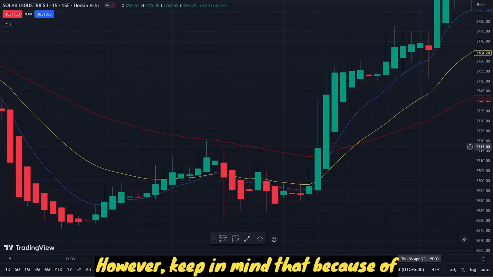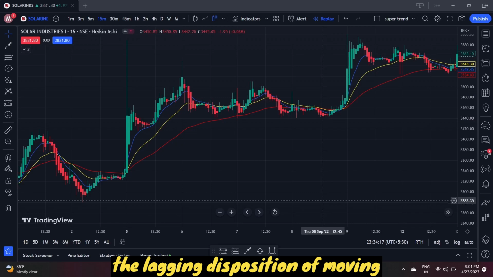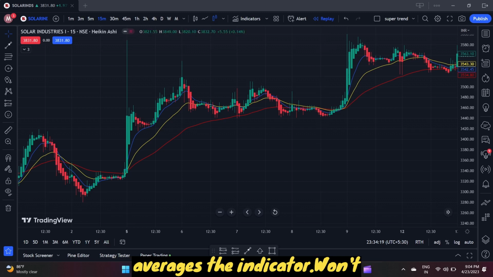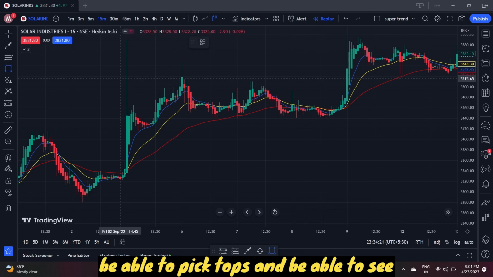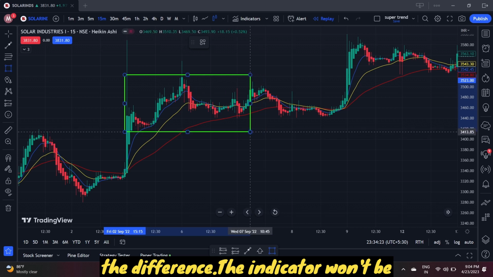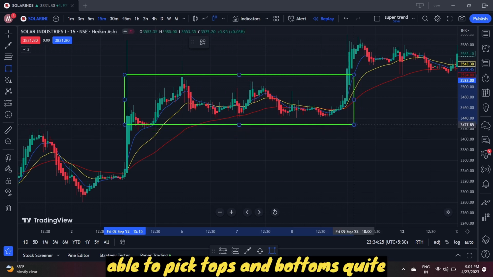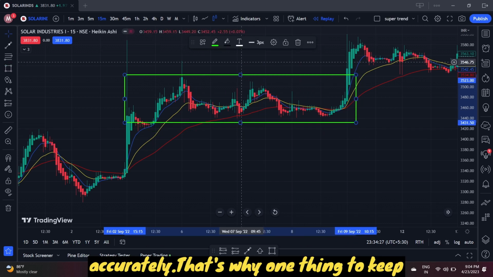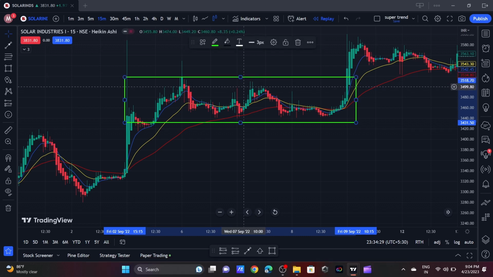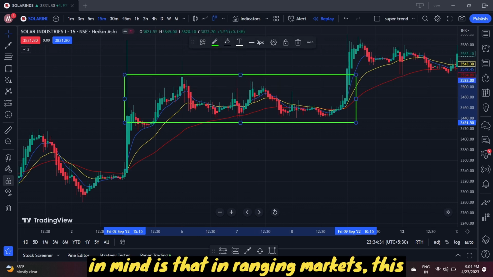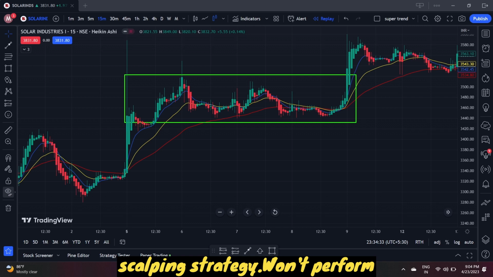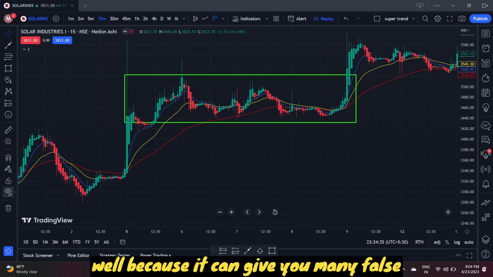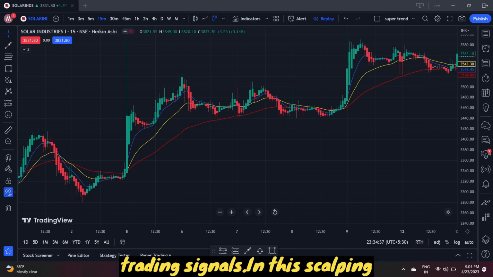However, keep in mind that because of the lagging disposition of moving averages, the indicator won't be able to pick tops and bottoms quite accurately. That's why one thing to keep in mind is that in ranging markets, this scalping strategy won't perform well because it can give you many false trading signals.